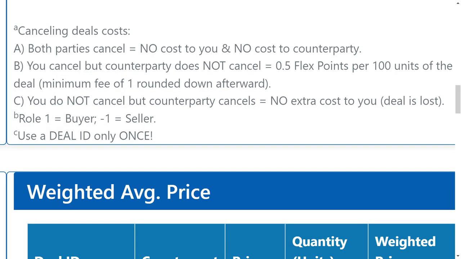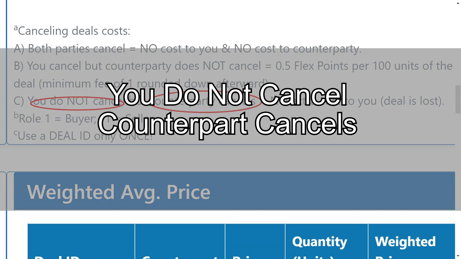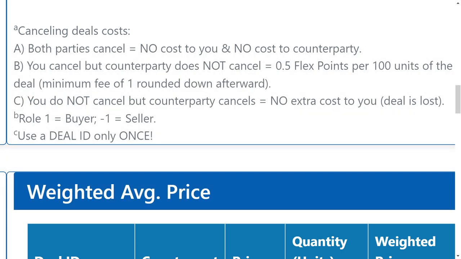So what we have here is a penalty. This is case B. Case A, reminder, no problem. Both sides agree. Case B, you cancel, the other side does not cancel. What about case C? All right, in case C, we have this special case where you do not cancel, but the counterparty cancels. Okay, so this is reversing the situation. What happens in this situation? Well, in this situation, you want to continue the deal. The other side changes their mind for whatever reason. What's the result? The result is that you pay nothing and you gain nothing. The deal is just lost, a lost deal. And this seems very unfair, doesn't it?